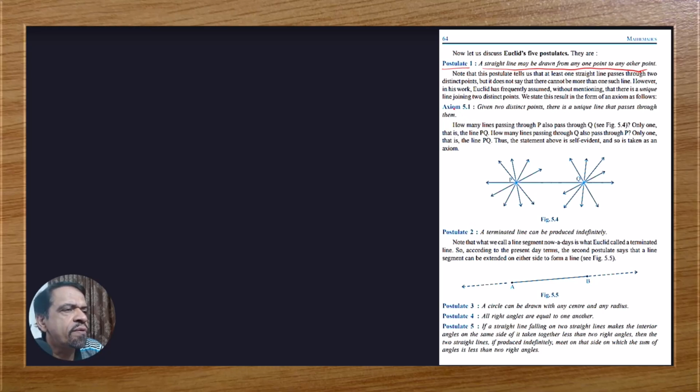Now we'll do axiom 5.1 later, leave it now. Let us finish the postulates. Postulate number 2: a terminated line can be produced indefinitely. Terminated line means ये line है, इसको हम दोनों तरफ produce कर सकते हैं. We can extend it on both sides. Next, postulate 3: a circle can be drawn with any center and any radius. Very simple, कोई भी radius, smaller or bigger. Postulate 4: all right angles are equal to one another, because all measures are 90 degrees.